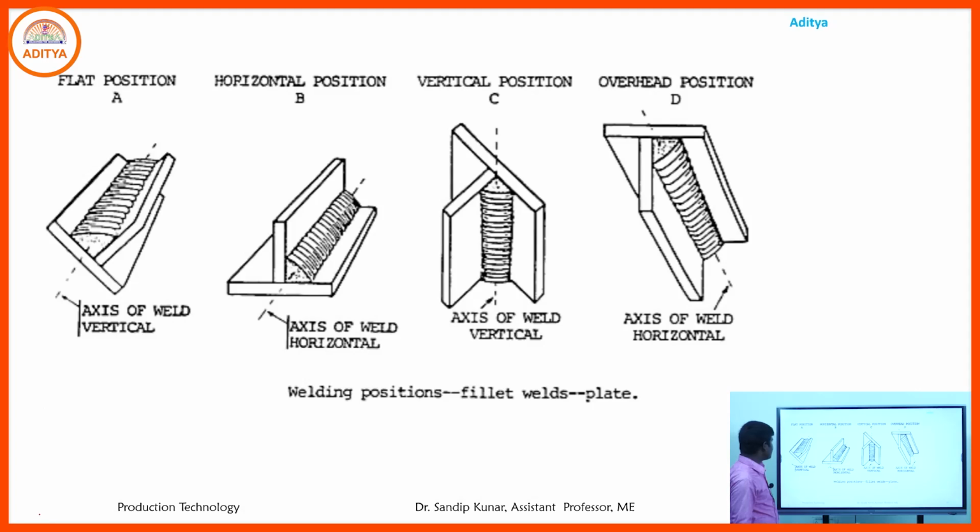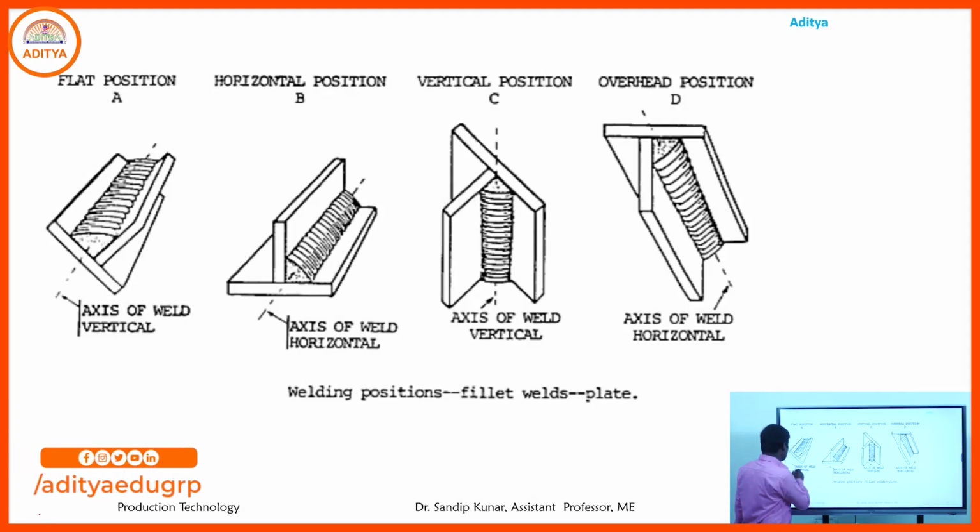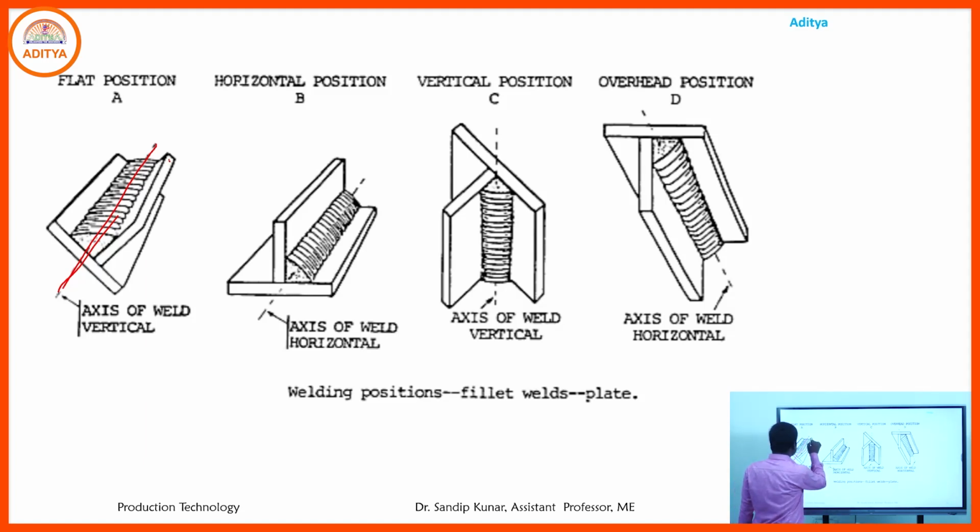Now we are coming to the first one, flat position. Here the axis of the weld is vertical. Plate 1 and plate 2 are kept in that way, and across these positions we do the welding. That is the flat position.